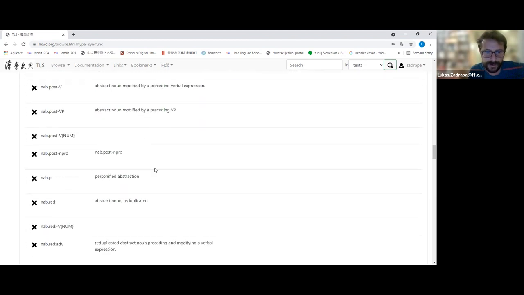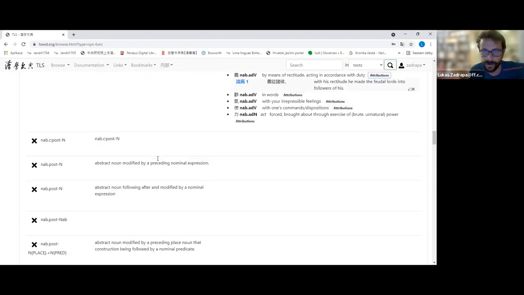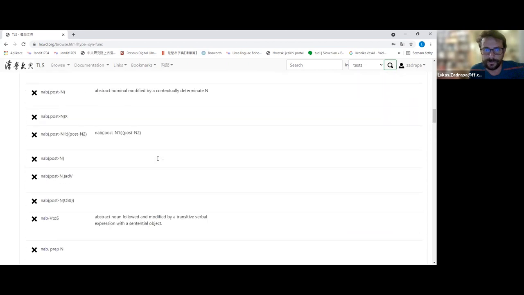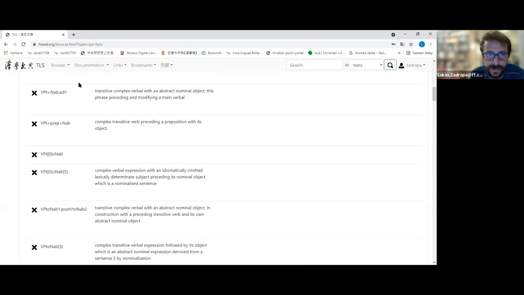So there are many possibilities here, but of course it cannot be said to be automated. It is just a nice support, but one has to go manually through all these labels and sort them out. But still, I think it is very, very useful.